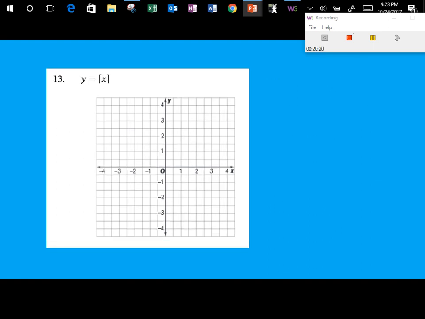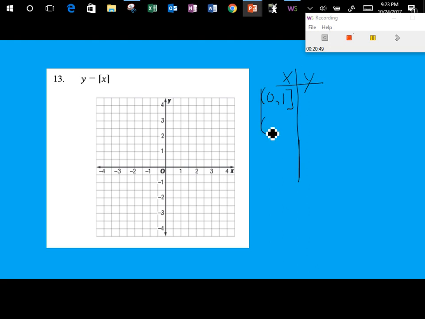Look at your number 13. Notice that's a round up. There's no number in front of the x, so my stair length is going to be 1. But since it's a round up, we want to include the right side. So when I go to fill out my intervals, I'm going to go from 0 to 1. But 1 gets the bracket. The right side gets the bracket.